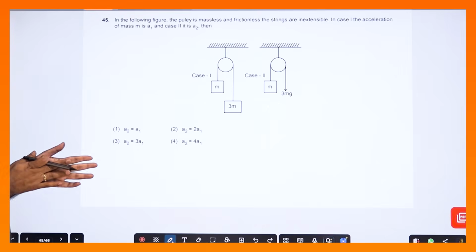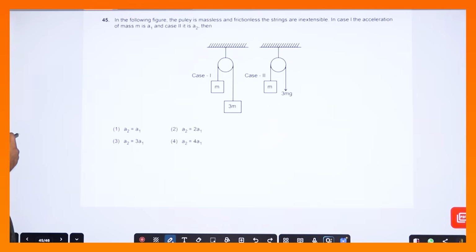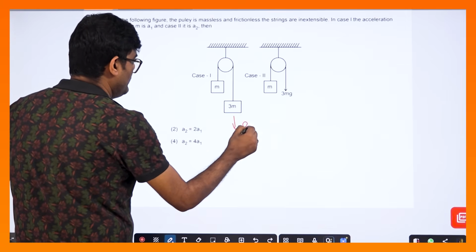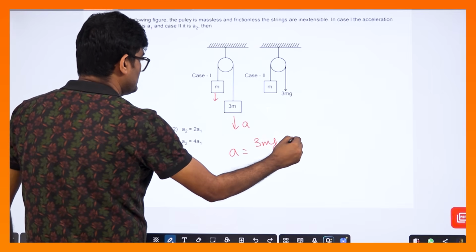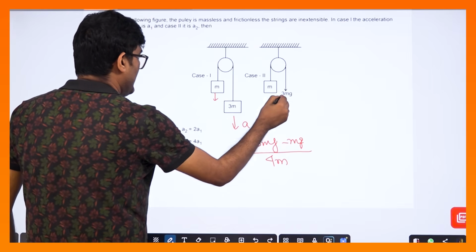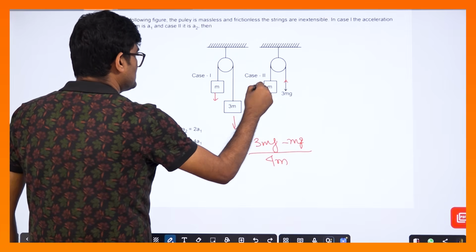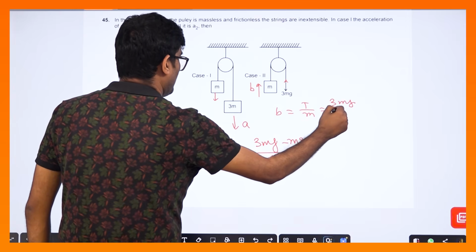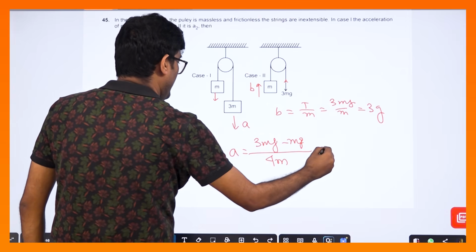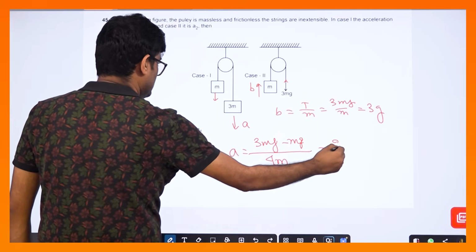Okay, this is the last question in this session. It says that the pulleys are massless and frictionless. In case 1, the acceleration of mass m is a1 and in case 2 it is a2. Then what is the relation between a1 and a2? What is this acceleration? The driving force minus the opposing force is 3 mg minus mg, divided by the total mass, and here the tension itself is 3 mg. So this acceleration is T by m, so it is 3 mg by m, so this is 3g, and the other is 2g by 4, which means g by 2.